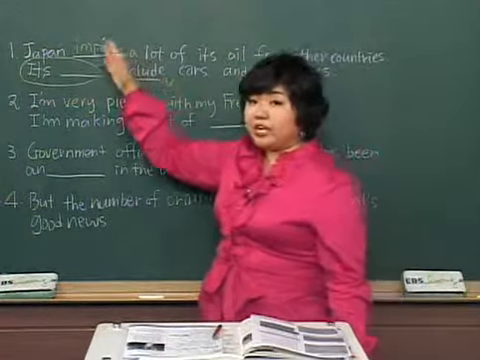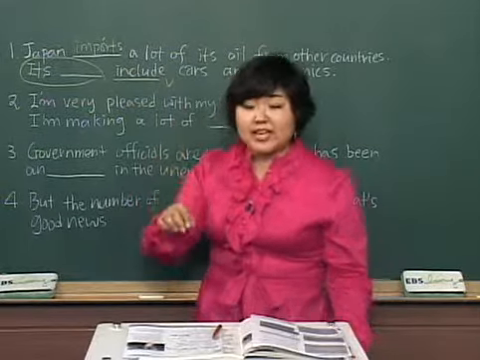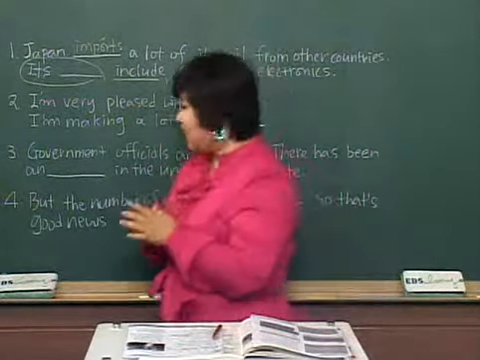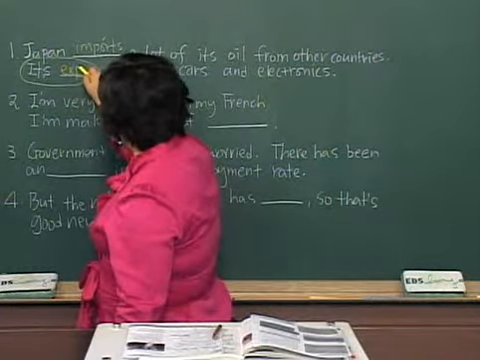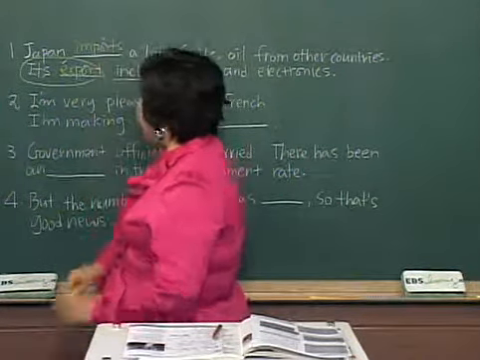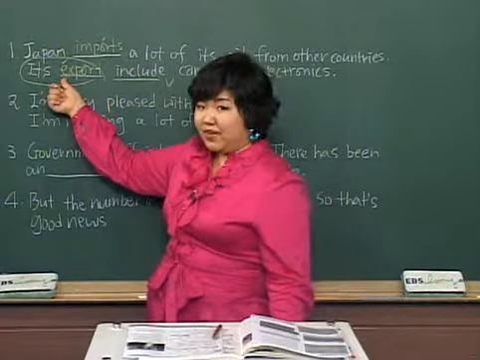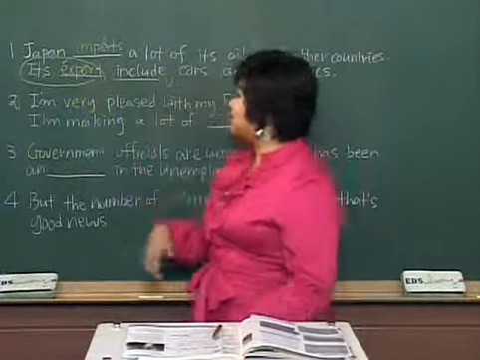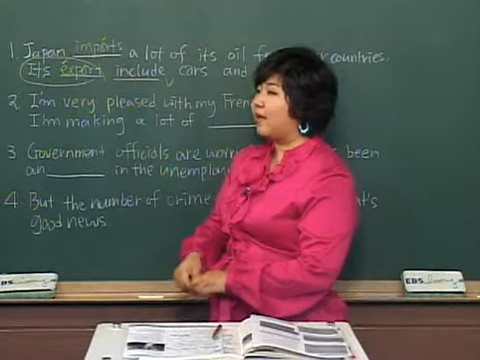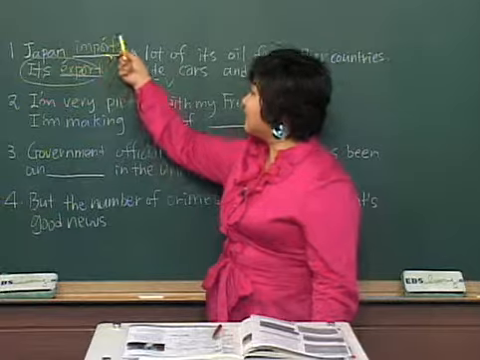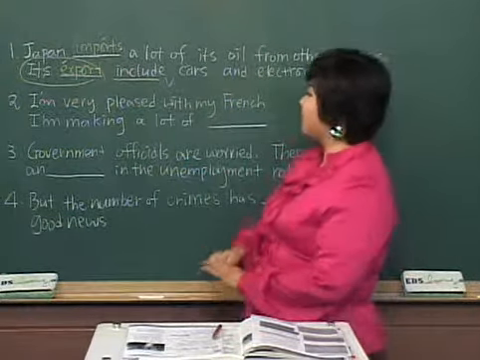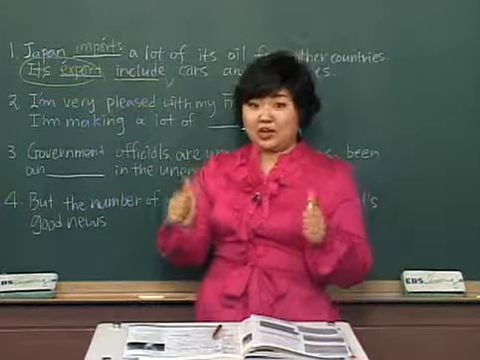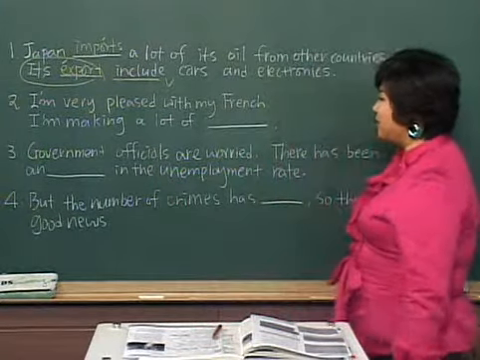So what you need to put here as a subject is a noun, right? So you have to put export, export, right? So why don't we put export here? Okay, the accent is on the first syllable. Okay, you have to bear in mind this. Okay, why don't we listen to number 1 together? Japan imports a lot of its oil from other countries. Its exports include cars and electronics. Good. Okay, now we go to number 2.